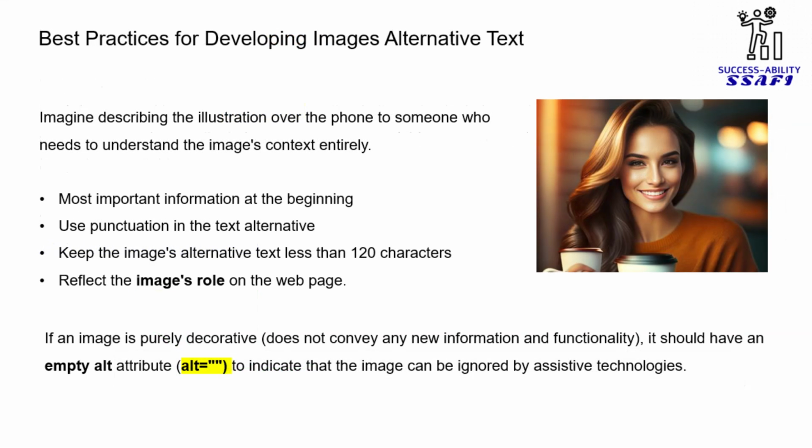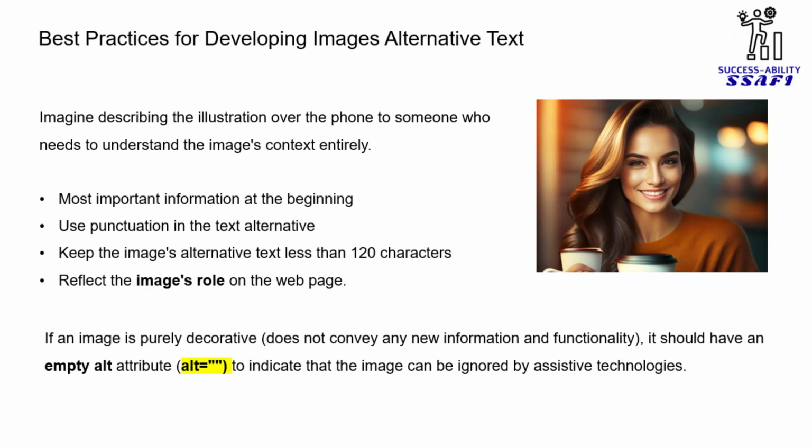Best practices for developing image alternative text. Imagine describing the illustration over the phone to someone who needs to understand the image's context entirely. Aim to put the most important information at the beginning. As for any text, using punctuation in the text alternative makes the information easier to understand. Remember to add space characters and periods. Keep the image's alternative text less than 120 characters, including spaces and punctuation, while keeping it concise and informative.